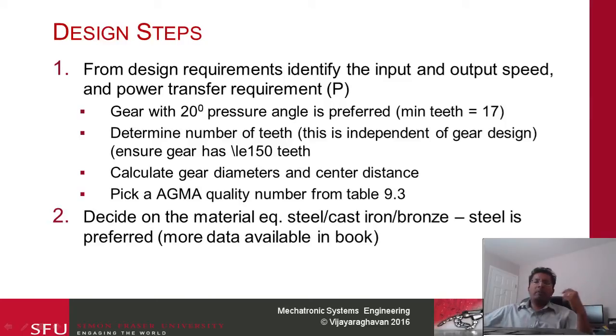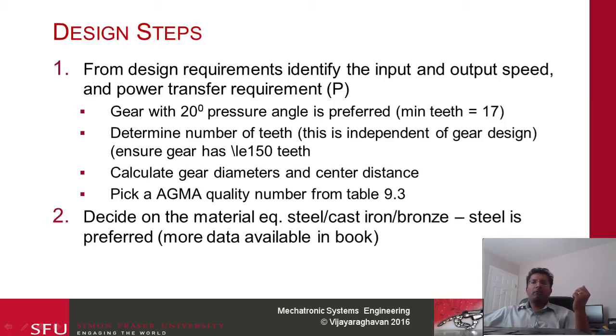Next, we pick an AGMA number from table 9.3. This is based on the application. If you want to use it for a gyroscope, you typically need a very accurate gear. If it's not so demanding an application, like a cement mixer, you can get around with a lower grade or lower quality gear. Typically the finer the gear, the more expensive it becomes, so you want to choose the lowest number that's acceptable.